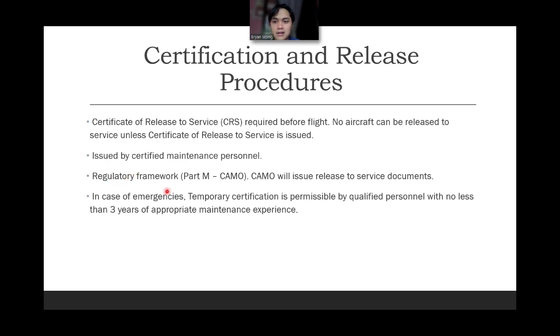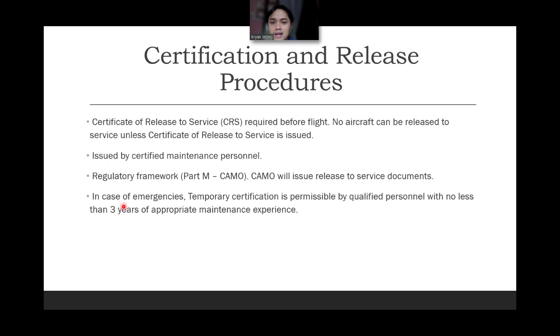Regulatory framework: Part M, also known as CAMO. CAMO will issue the release to service document. So CAMO, also known as Part M, will issue the CRS form in order for the aircraft to be released before it flies.